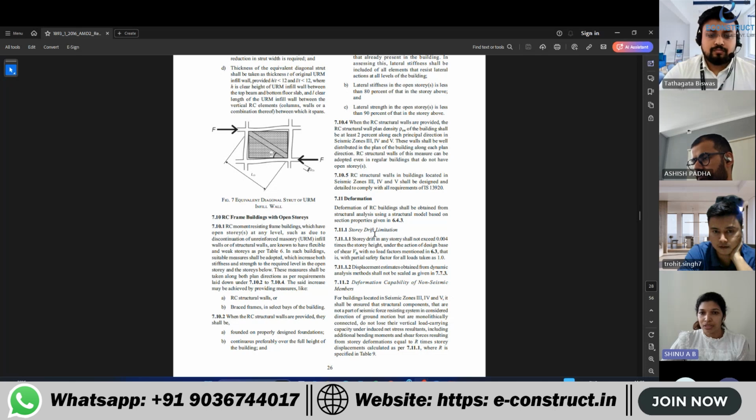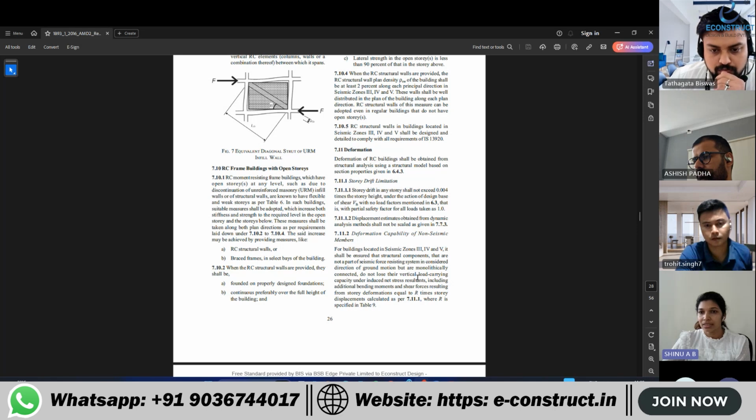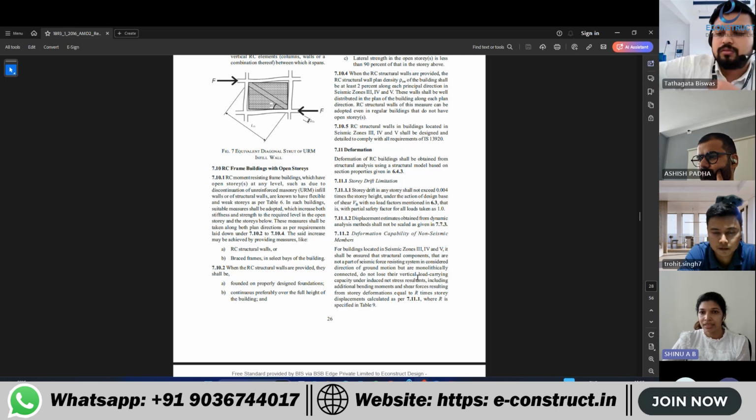Deformation capability of non-seismic members. For buildings located in seismic zones 3, 4, and 5, it shall be ensured that structural components that are not a part of the seismic force resisting system in the considered direction of ground motion but are monolithically connected do not lose their vertical load carrying capacity under induced net stress resultants, including additional bending moments and shear forces resulting from story deformations equal to R times story displacements calculated as per 7.11.1, where R is specified in Table 9.